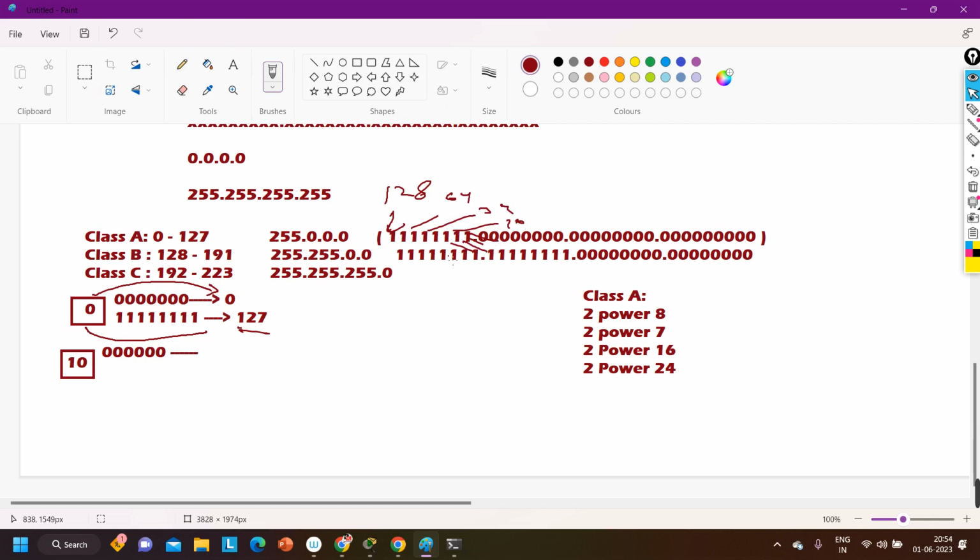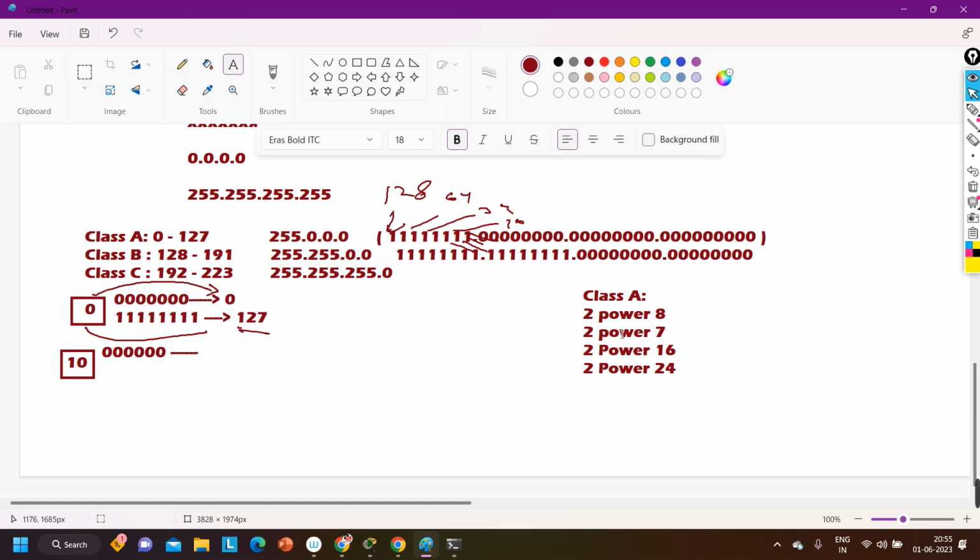Okay, so if you don't understand, don't worry, you need to understand the range of IP addresses: class A 0 to 127, class B 128 to 191. Is this clear to you now? Only this is important. This other part is not important.